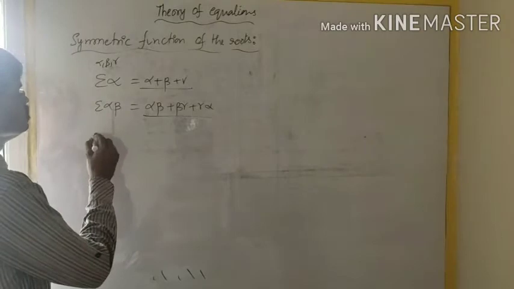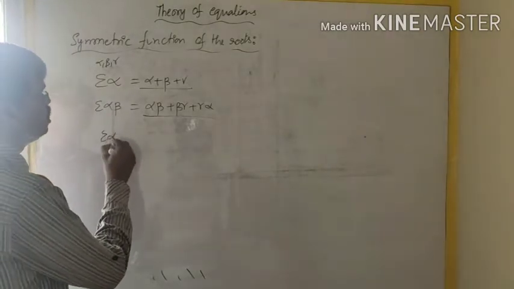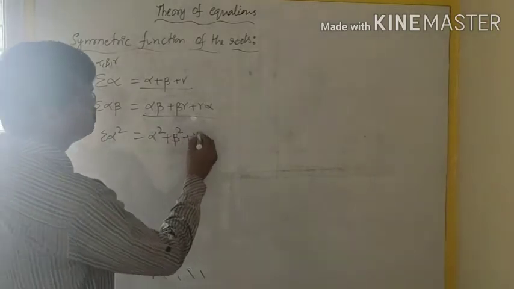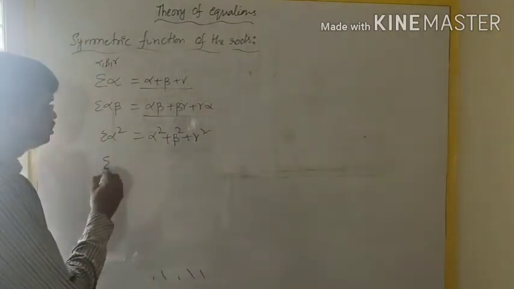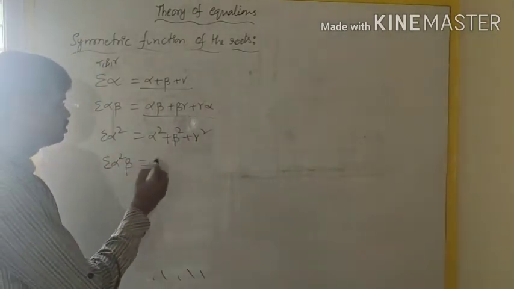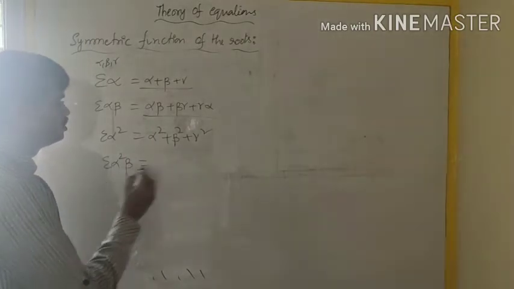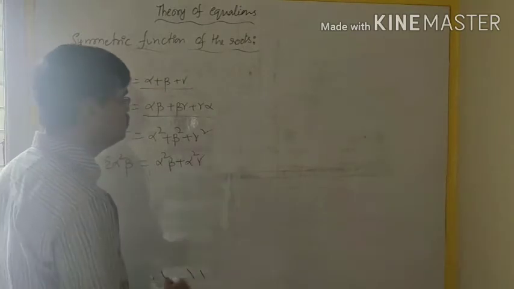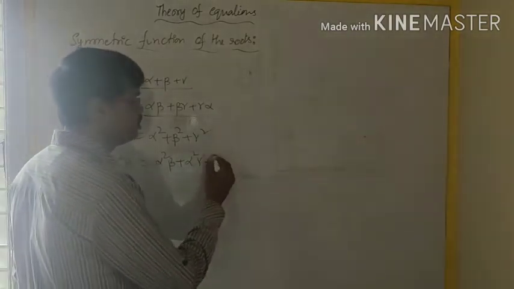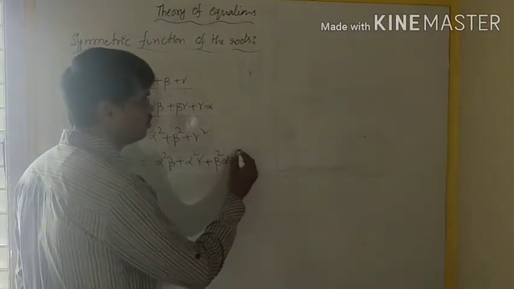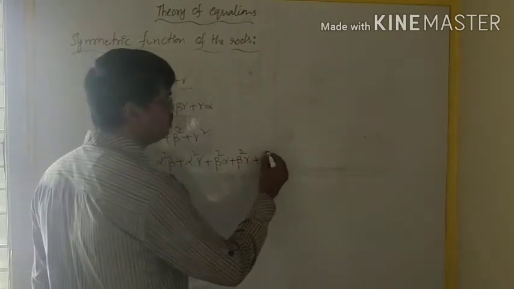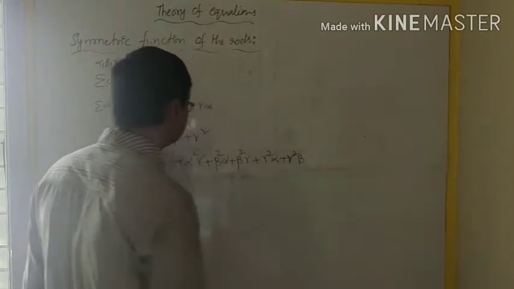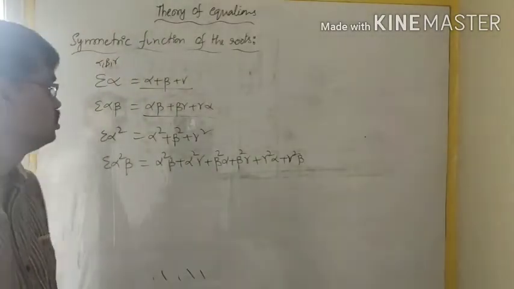Suppose sigma alpha square is alpha square plus beta square plus gamma square. Sigma alpha square beta becomes alpha square beta, alpha square gamma, next beta square alpha, beta square gamma, gamma square alpha plus gamma square beta. So how many terms did we get? 6 terms.